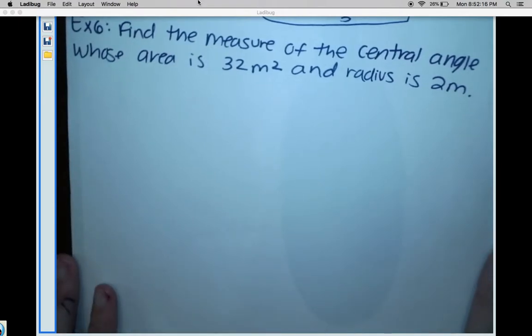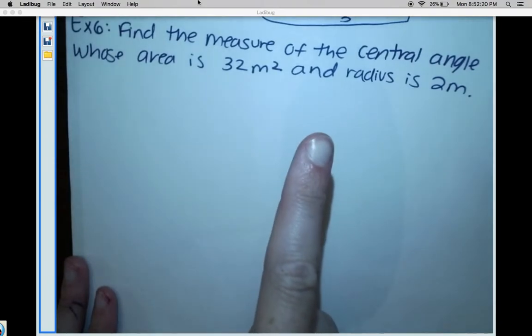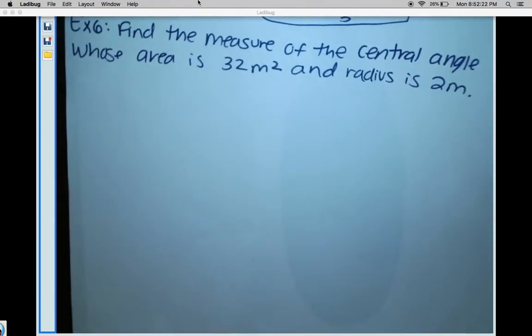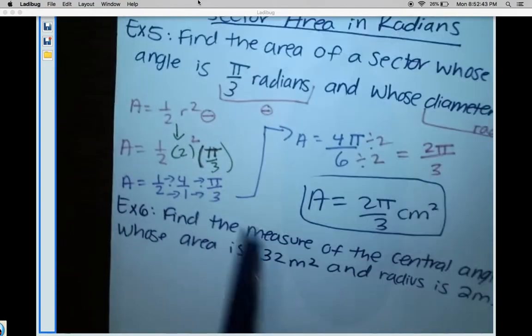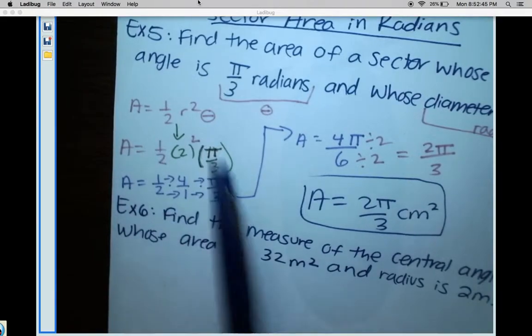So let's get going. Again, we're working with our sector area formula when we're given radians. I know this is in radians because it says find the measure of a central angle, which I should have specified in radians so we knew which formula to use. So find the measure of the central angle in radians whose area is 32 meters squared and whose radius is 2 meters. If we look back to the previous problem, our formula is 1/2 r squared theta.